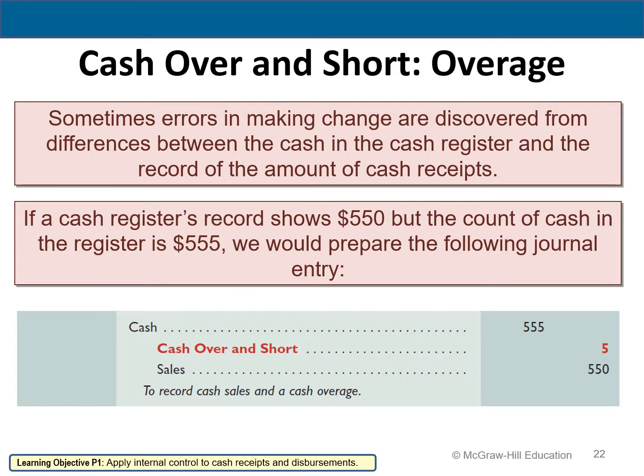And so the example they lay out here is that if a cash register's record shows $550, but the count of cash is $555, we'd prepare a journal entry to reduce our cash in our general ledger by $5, and we'd put it to this cash over short account. And then we would record sales of $550. Okay, so there's cash $555, but the sales are only $550. So you collected too much cash or you recorded too much cash, and so you just have to reduce your cash by the $5 over short. Okay.